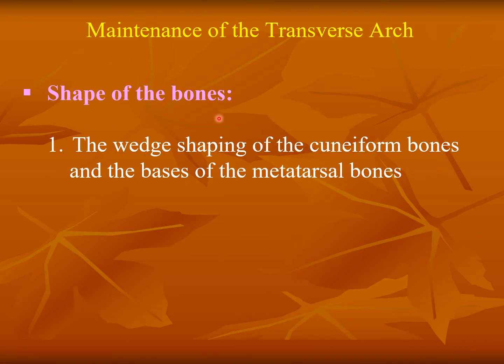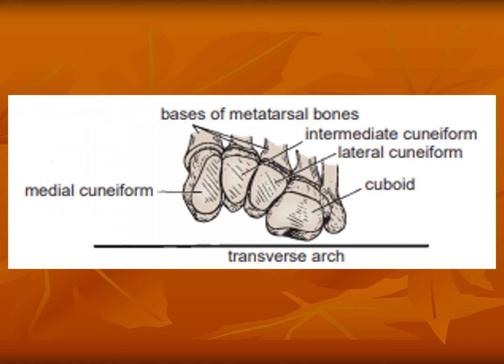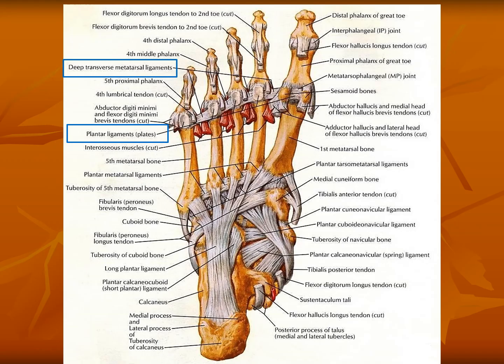Now the third arch which we have is the transverse arch. Its shape is maintained by the wedge shaping of the cuneiform bones and the bases of the metatarsal bones, which form these arches. Deep transverse metatarsal ligaments, along with the plantar ligaments, help in maintaining it, also the plantar metatarsal ligaments. You can see them over here.